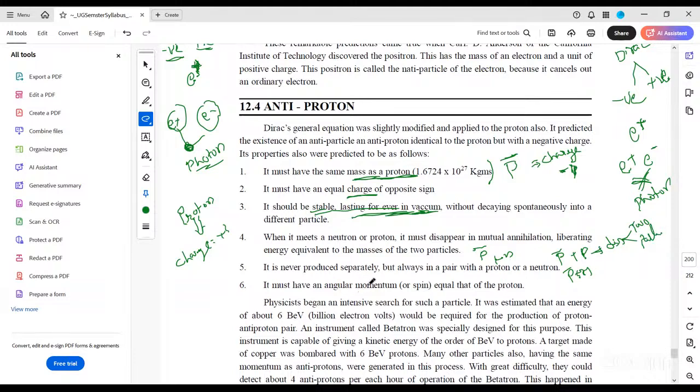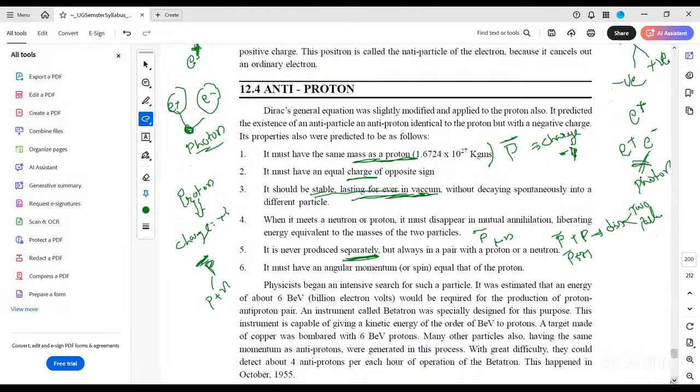Next one is, we cannot separately produce this antiparticle. Producing an antiparticle separately is not possible. Compulsorily it has to be produced either with a proton or neutron. Individual production of an antiparticle is not possible.